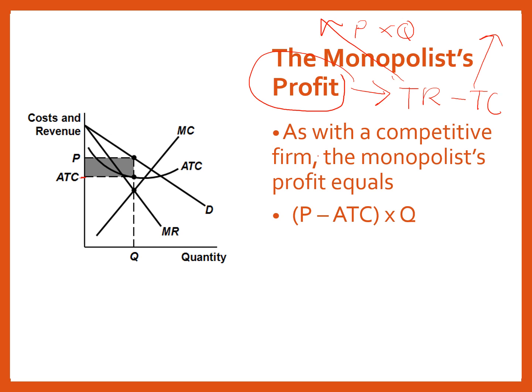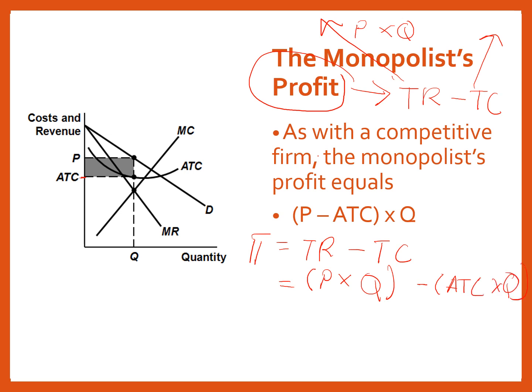Another method you can use to find the profit is TR minus TC. So how to find the TR? If this is the point, the TR is P times Q. Then you subtract the ATC times the Q. So you will get the value of your profit.